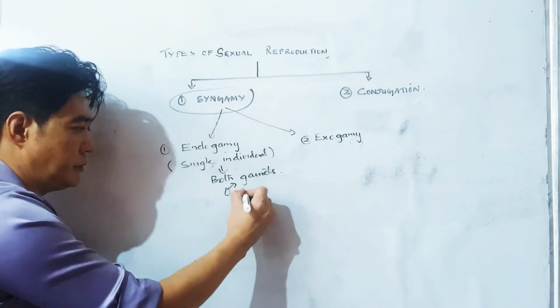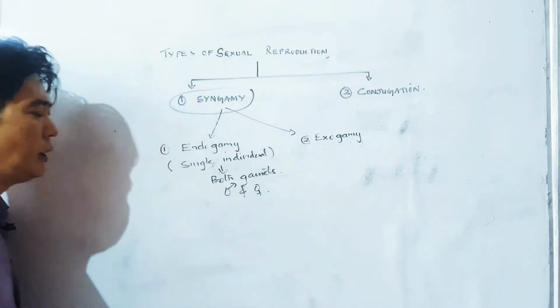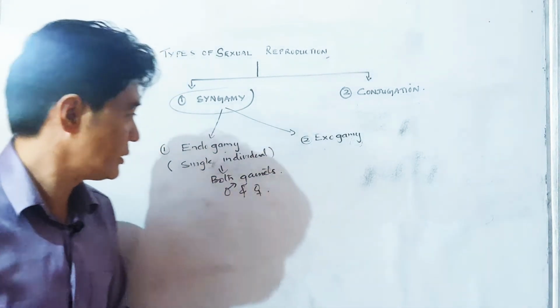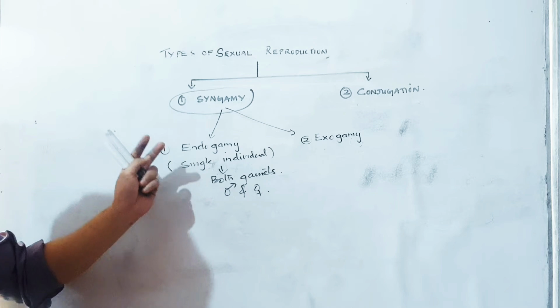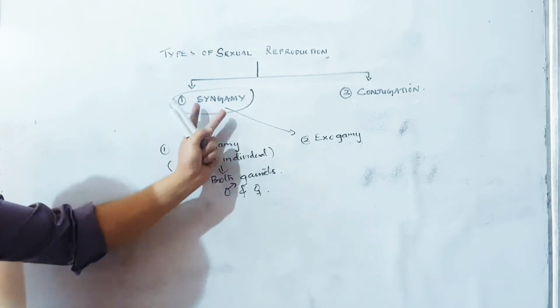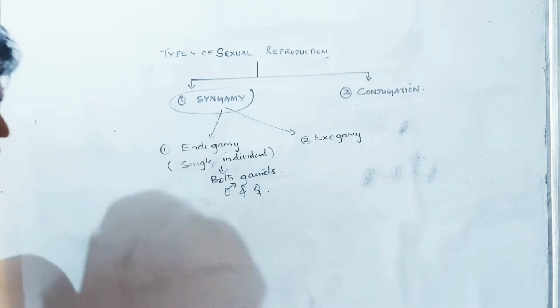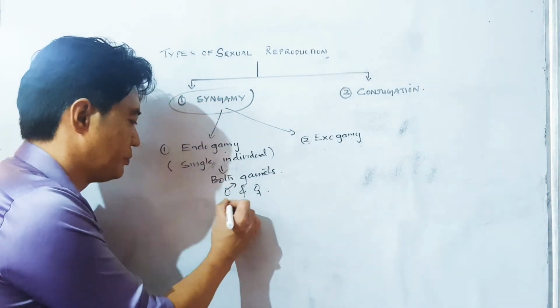Both male and female. If single parents produce both male and female gametes, such type of syngamy is known as endogamy. For example, tapeworm or earthworm.